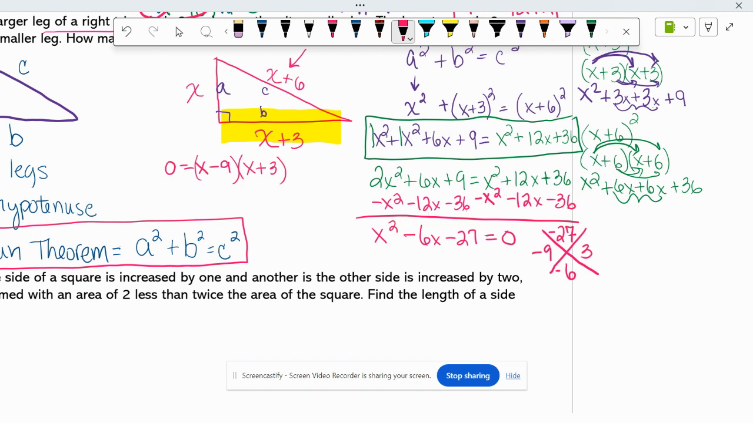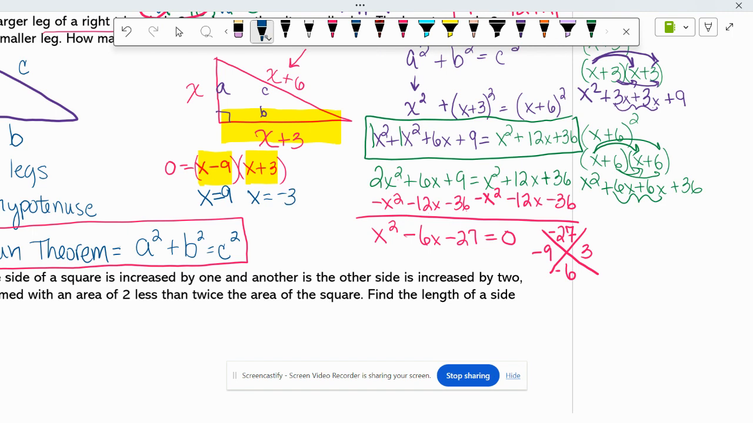Well, if my factor is x minus 9, what is the solution or the root? Remember that the factor and the root are opposite. So if the factor is x minus 9, what is the opposite of negative 9? Positive 9, not 6. If x plus 3 is a factor, what is the root? What is the opposite of plus 3? Negative 3.